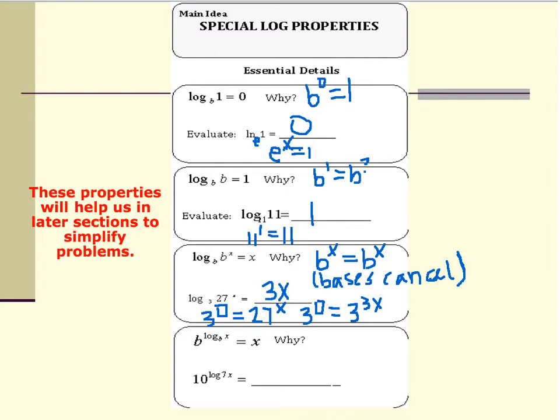The next one, b to the log base b of x equals x, and the y here is bases cancel. We know this is true because our bases cancel each other out. So if I have 10 to the log, and remember this is log base 10, anytime you don't have a base written there, it's automatically 10. So we know this 10 and this log base 10 are going to cancel each other out. So we're just going to be left over with 7x.